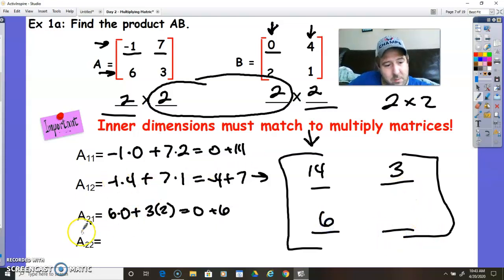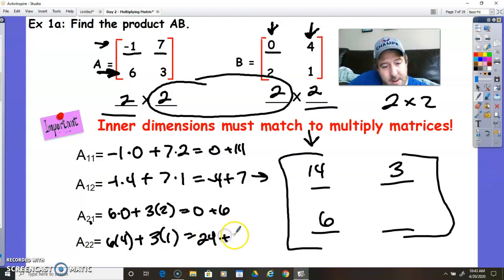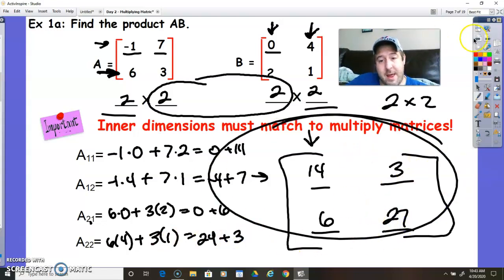And then the last one, which is 2,2. So I'm writing second row times second column. 6 times 4 plus 3 times 1. 6 times 4 is 24. 3 times 1 is 3. Add those together, you get 27. And voila, that is your answer.